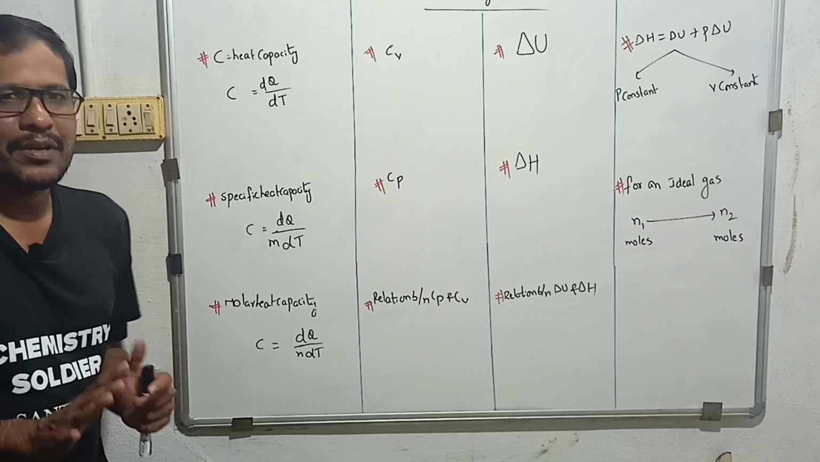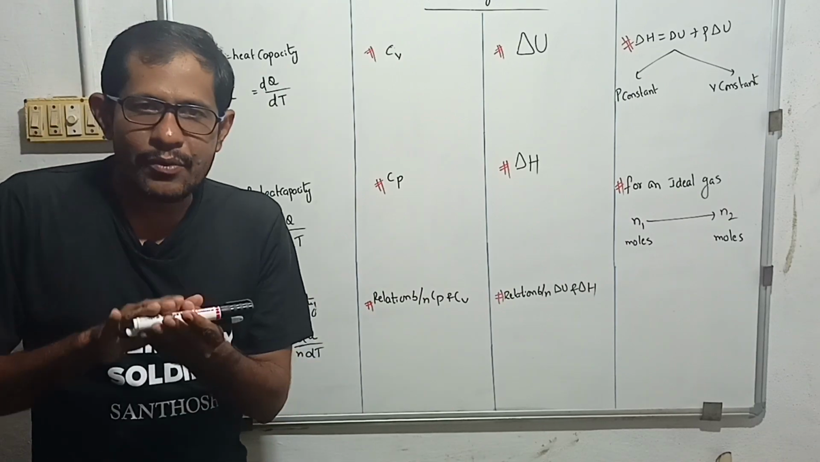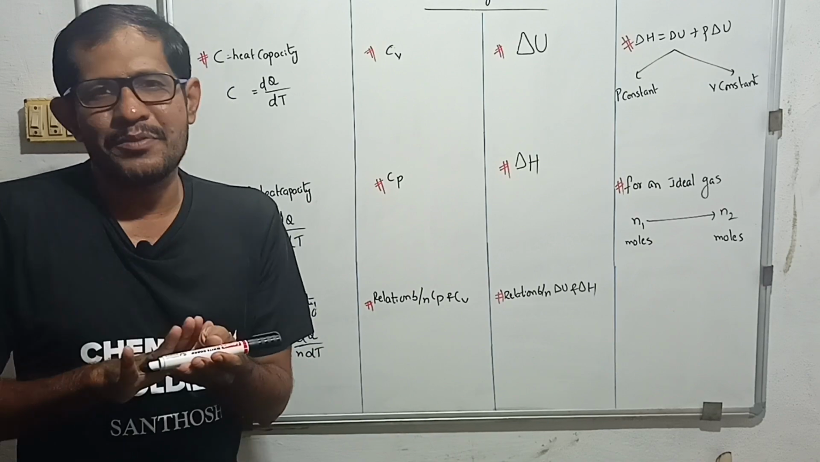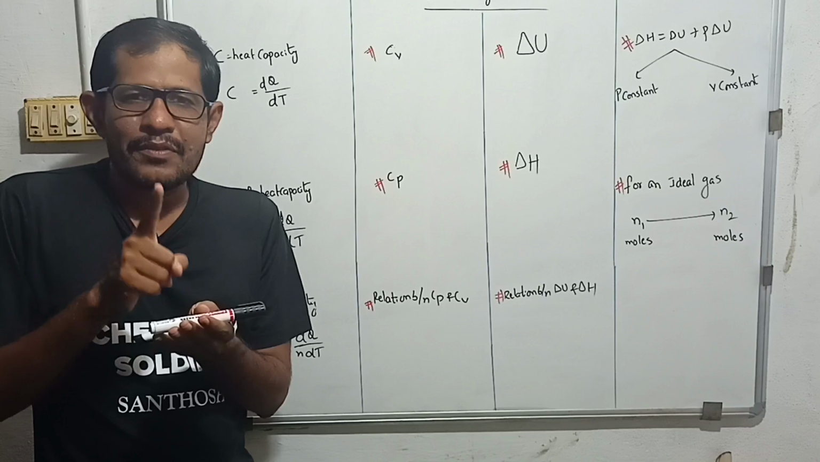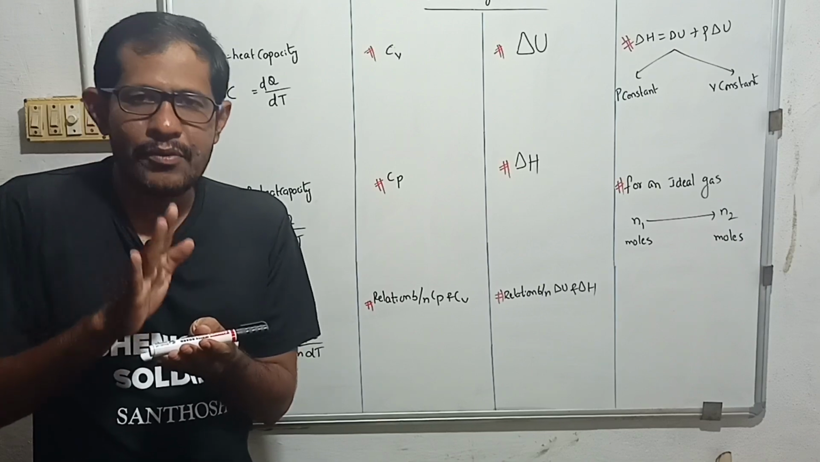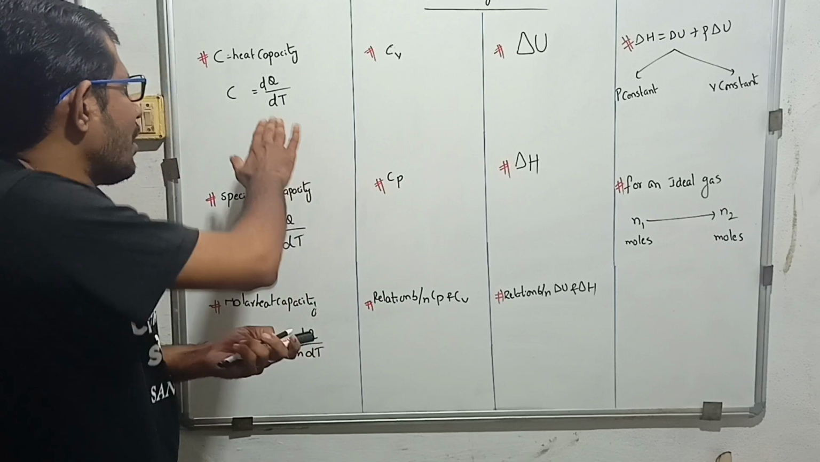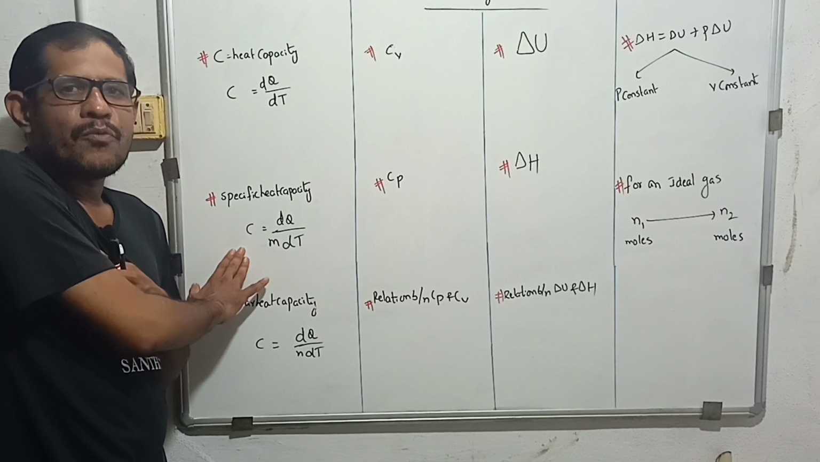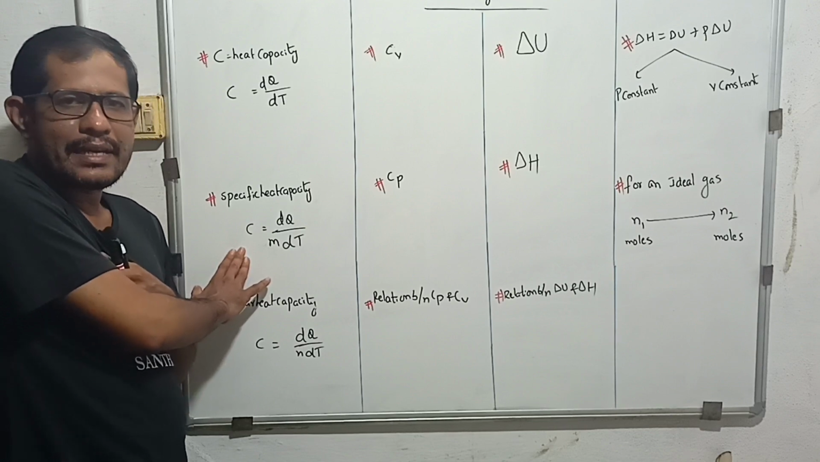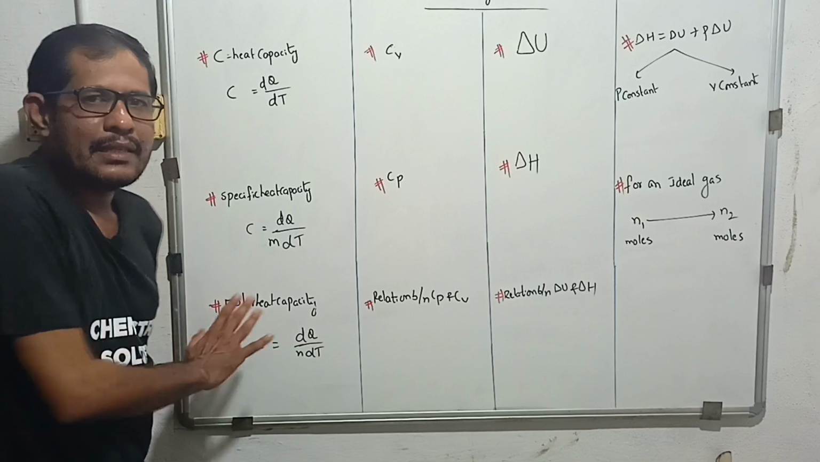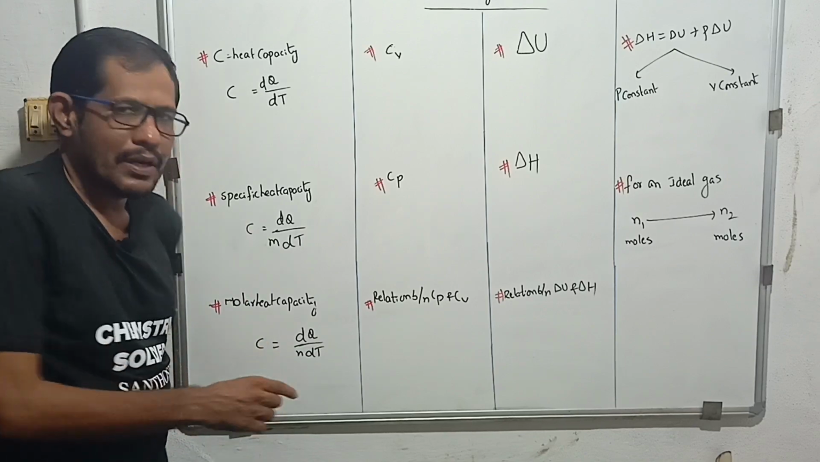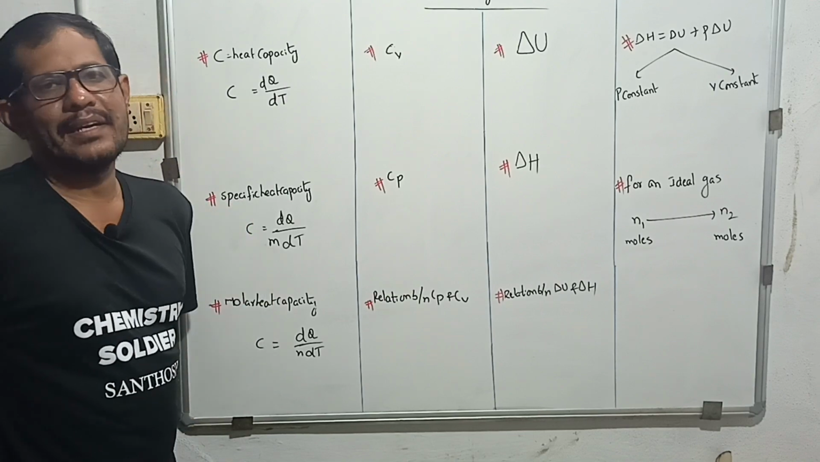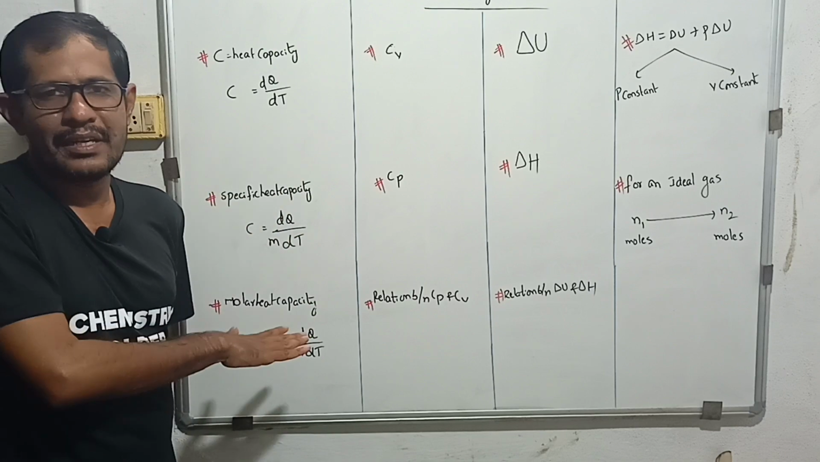Now coming to molar heat capacity, observe carefully. The heat required to raise the temperature of 1 mole of substance by 1 degree centigrade or 1 Kelvin is called molar heat capacity. Earlier we mentioned 1 gram of substance; here we are talking about 1 mole of substance. I think you understood very clearly.